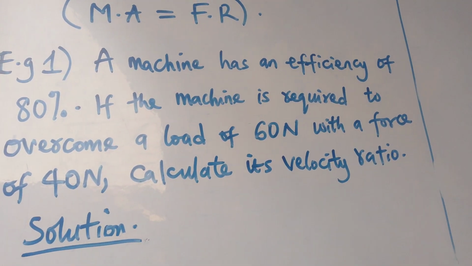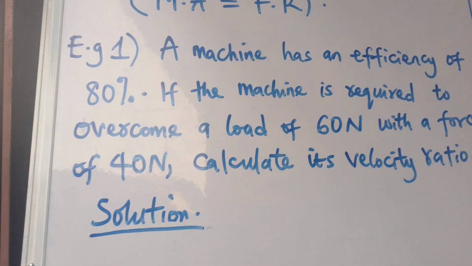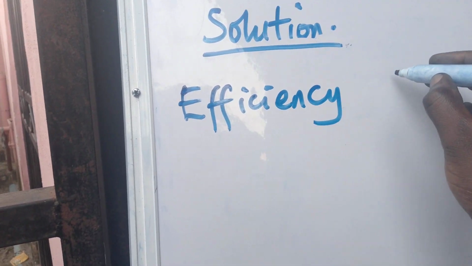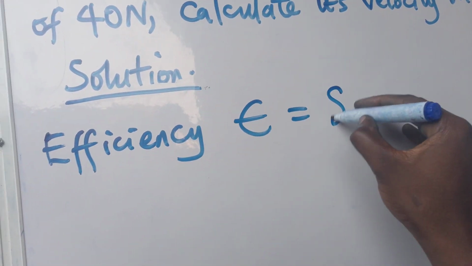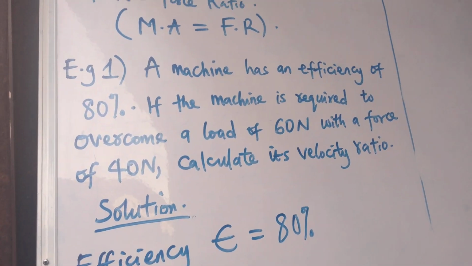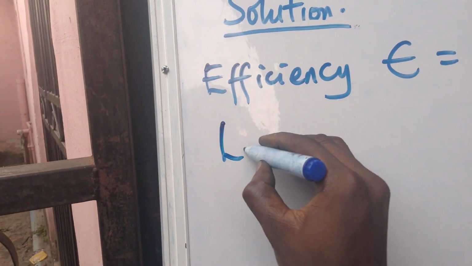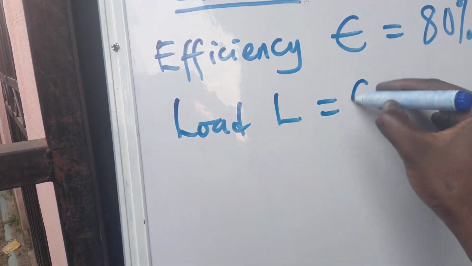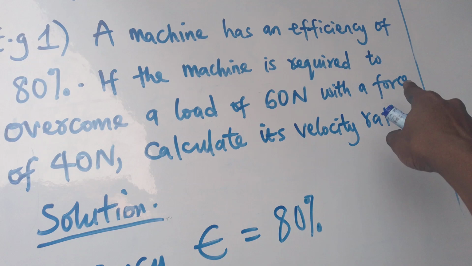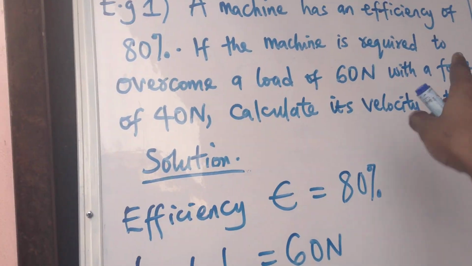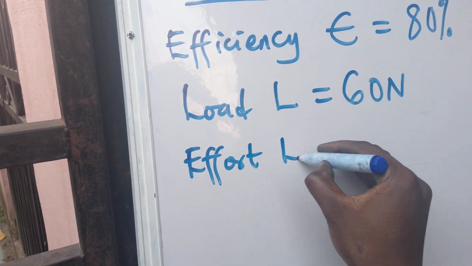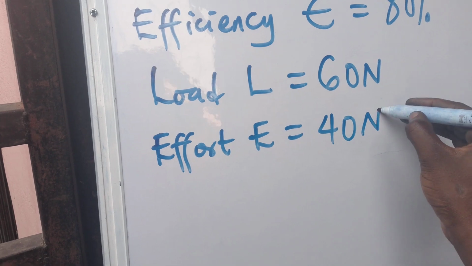First, we'll list out the parameters given to us. The efficiency of that machine is equal to 80%. If the machine is required to overcome a load of 60 Newton, the load which must be overcome is 60 Newton, with a force of 40 Newton. Now, the force that overcomes the load is an effort. So we say effort E is equal to 40 Newton.